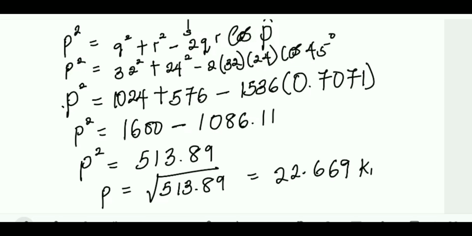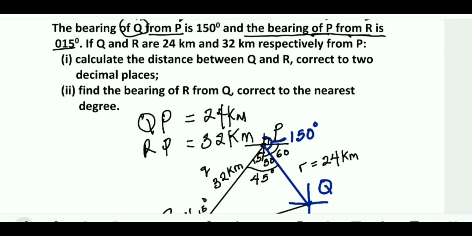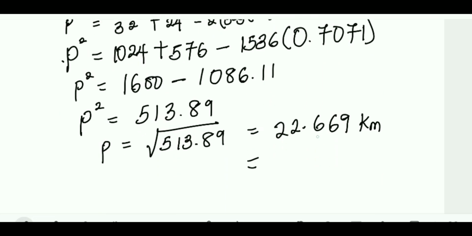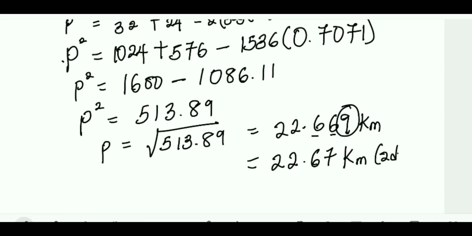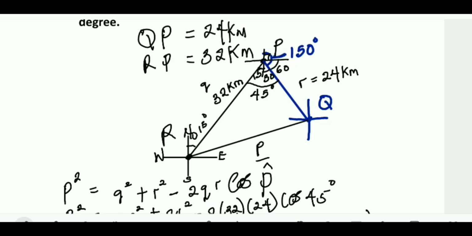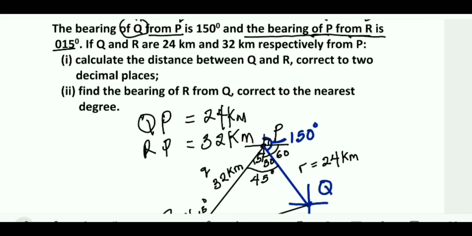22.669 kilometers. Remember, you've been told to correct your answer to 2 decimal places. So to 2 decimal places, you start counting after the decimal point: 1, 2. The next number here is more than 5, so you round it up: 22.67 to 2 decimal places. And that's the distance between R and Q. I hope you understand that. The next question is, find the bearing of R from Q.